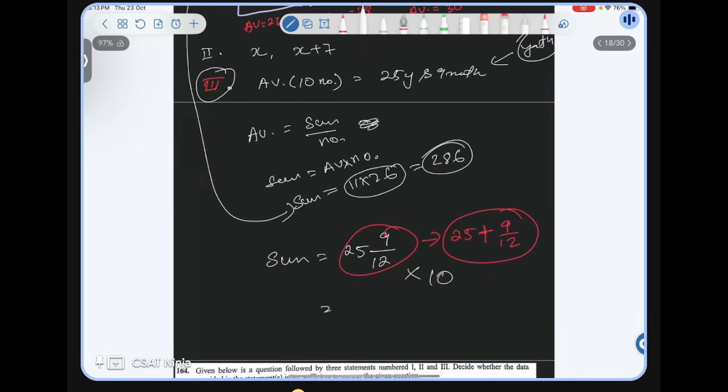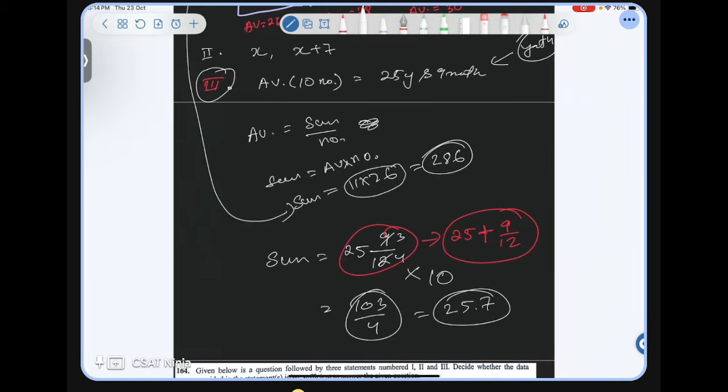So let me just solve it completely here. 3 3s are 9, 3 4s are 12. Can you simplify? 4 5s are 20. 103 divided by 4. So which can be written as 4 2s are 8, 4 5s are 20, and 4 3s are 12. How much? You will get something like 25 point something. 25.75 or something like that.